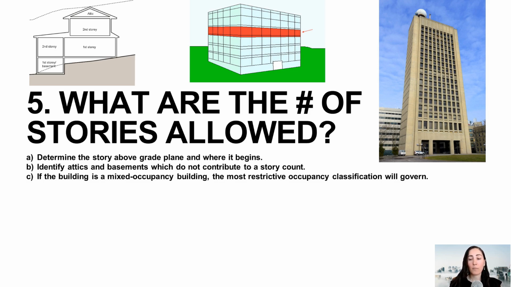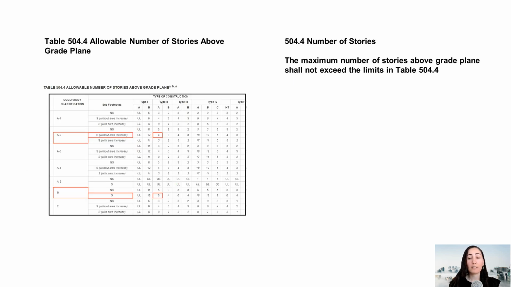In this example, per the CBC Table 504.4, Type 2A sprinklered without area increase, an A2 occupancy building can be 4 stories maximum. The B occupancy can be 6 stories maximum. Since 4 stories is more strict than 6 stories, our building can be 4 stories tall. Remember, this all goes back to the fact that our A2 occupancy is greater than 10% of that B occupancy. And for this reason, we had to classify the building as a mixed occupancy. And so now that we're equipped with this information, we can move on to the next step.